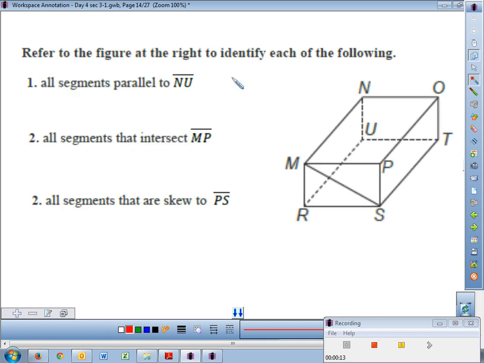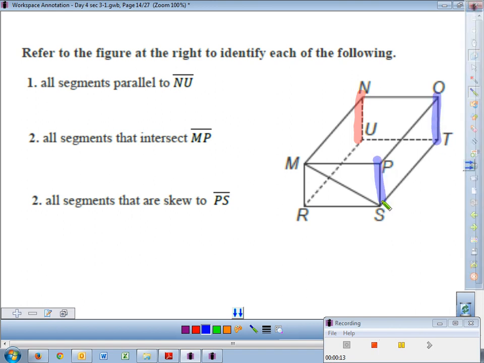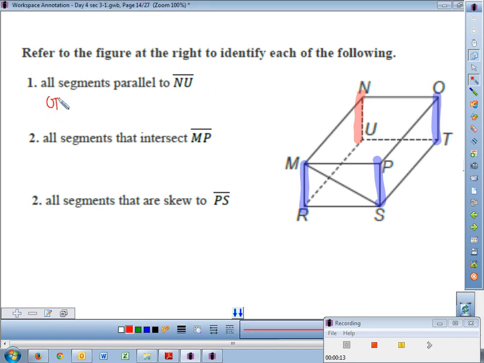So let's try again. All segments parallel to segment NU. Highlight segment NU. Oh, that's an up and downer. So all the other up and downers should be parallel to it. So that's right there. They're going the same direction and they don't touch it. So segment OT, segment PS, segment MR.